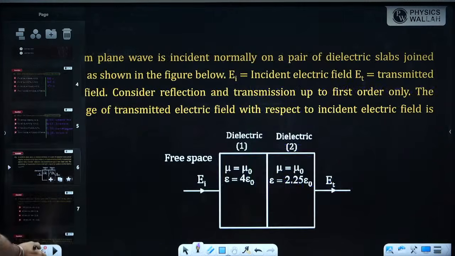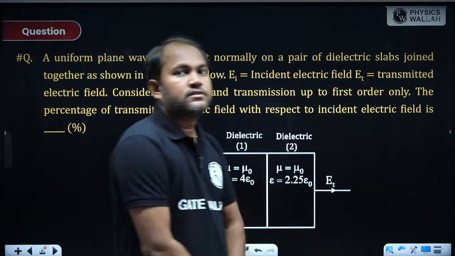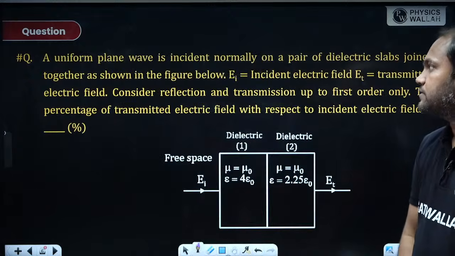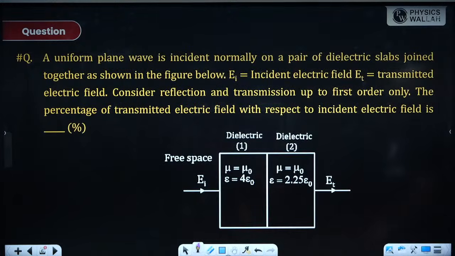Next, second question, is a very good question. What they have asked in this question: a uniform plane wave is normally incident on a pair of dielectric slabs. In the exam they may ask this type of question. Consider reflection and transmission up to second order only. Percentage of transmitted electric field with respect to incident electric field is.